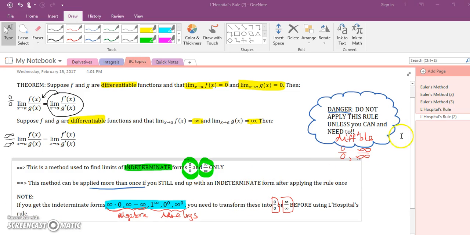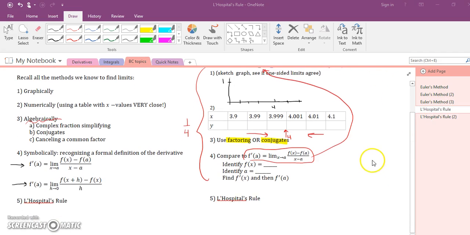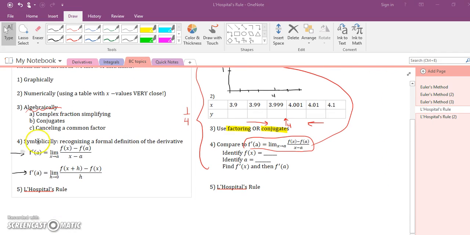Now that we know what L'Hopital's rule is, let's go back to the first one here. Now you should have already done these out using all 4 methods. If not, do that quick and pause the video. All right, so L'Hopital's rule. First of all, if I try and do direct substitution, let me write the problem again here. Limit as x approaches 4 of root x minus 2 over x minus 4. If I do direct substitution, again, I got 0 over 0.